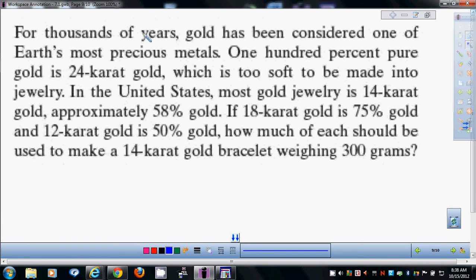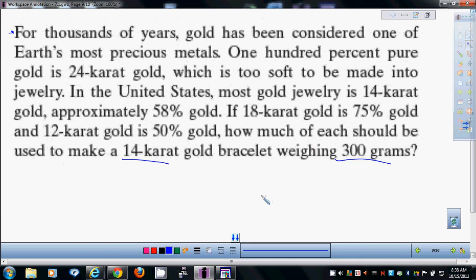It's not that hard, people. Although I'm looking at it and drawing a blank, but it'll come to me. Most gold jewelry is 58% gold. Check. Now, I think the whole trick here is to come up with the actual quantities. If 18 karat gold is 75% and 12 karat is 50%, how much of each would you have to make 14 karat of 300 grams? How much actual gold is in a 300 gram 14 karat bracelet? 58%. Very good. So, what's 58% of 300, someone?